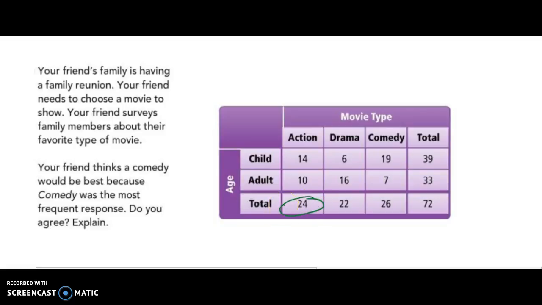24 people said action. Here it looks like it was a pretty decent split between children and adults that wanted that. And so that might be a good choice because if you're showing the movie to both adults and children, that might be a better choice. The last one was drama, and it looked like very few children would want a drama, and more adults would want a drama. So out of all of the categories, action seems like it would probably be the best choice for both adults and children if you're going to be showing that to both.